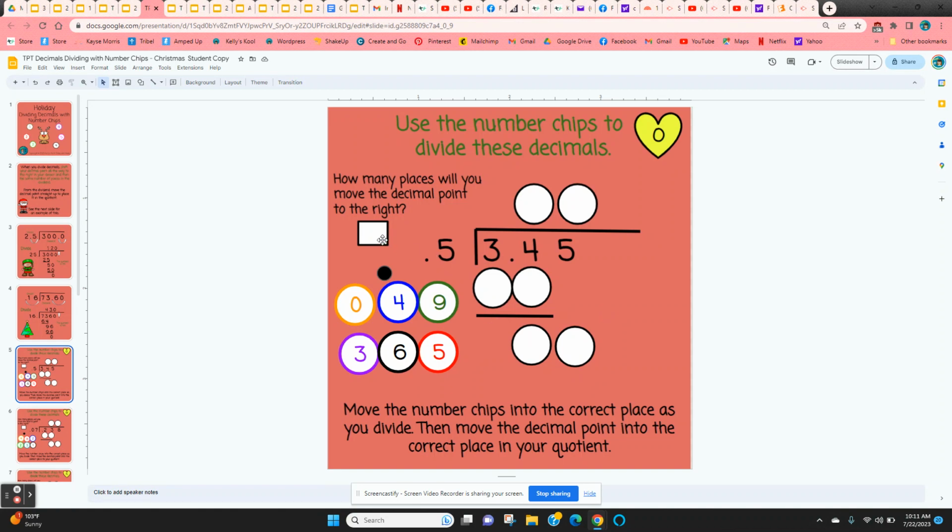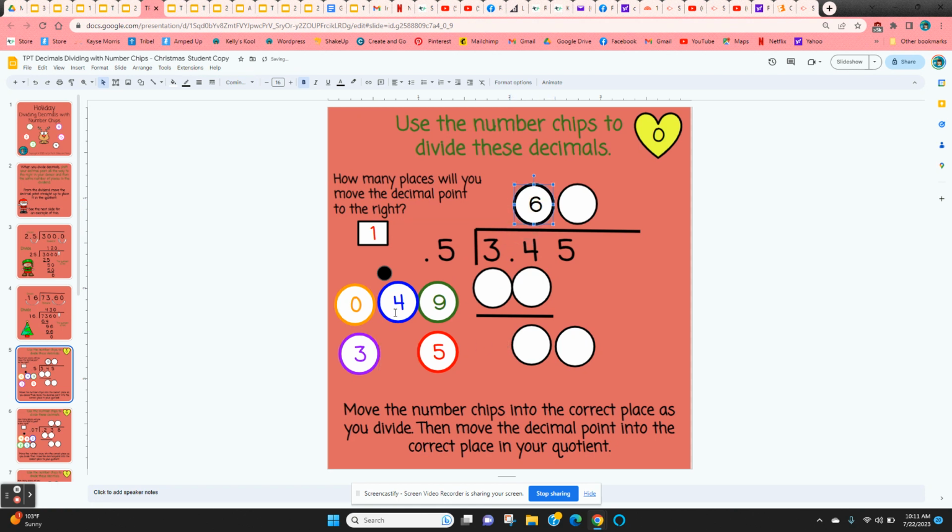So the first thing it's going to ask them is how many places are we moving that decimal point to the right? So we can see here in the divisor, they're moving the decimal point one place to the right, so they type in a 1. That'll help them at the end when they have to place their decimal point in the answer. So they start out by dividing. 5 goes into 34 6 times. So they're going to click and hold on the edge of the 6, move that up into place.